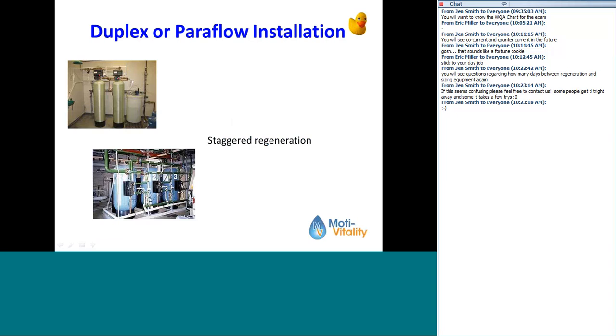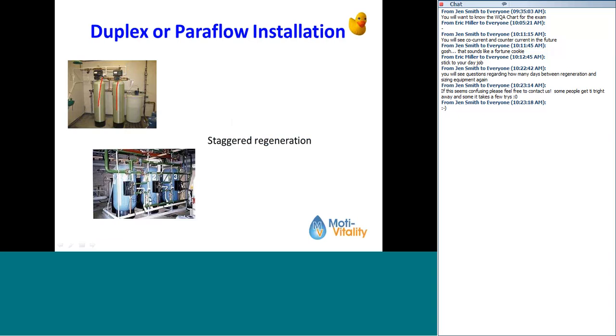So basically the reason you would do this is much the same way you would install filters in parallel, for higher flow rates. So you see both of these systems here, both these softeners. Water's flowing through both of them at the same time, okay? That gives higher flow rates.